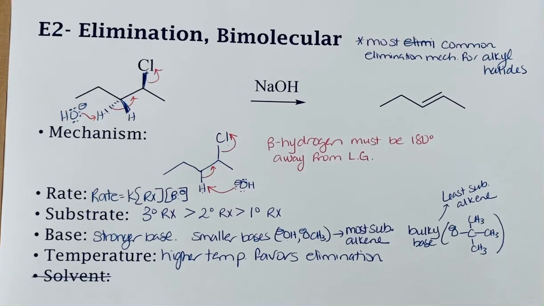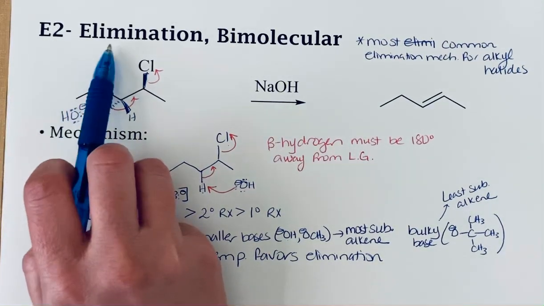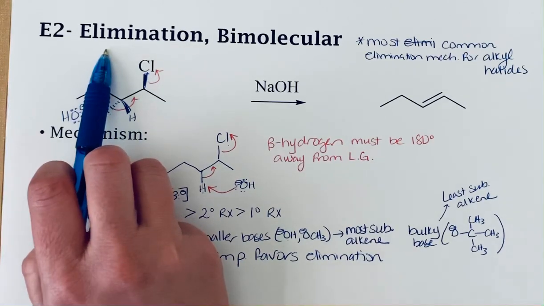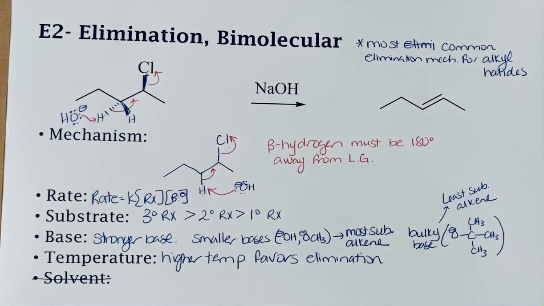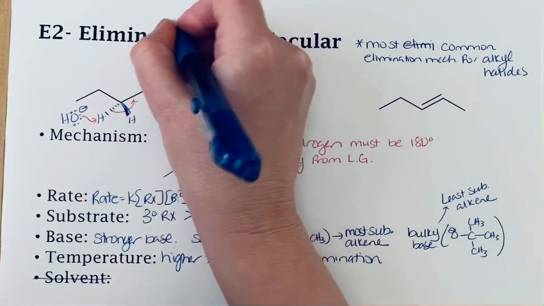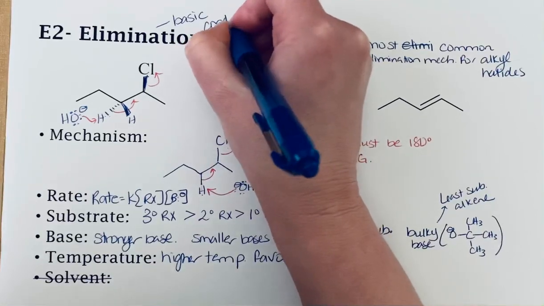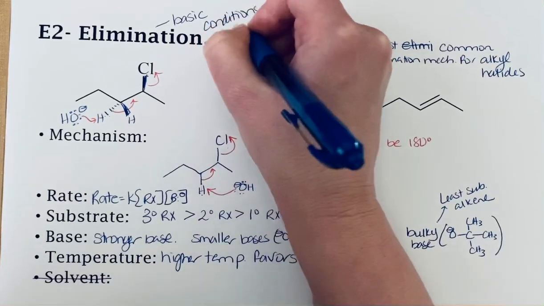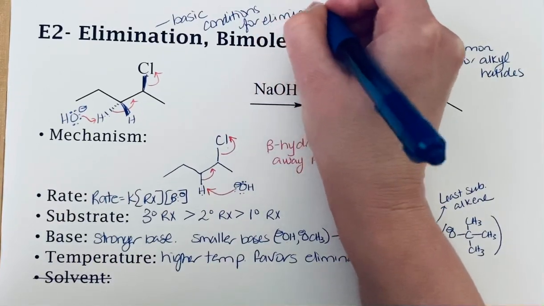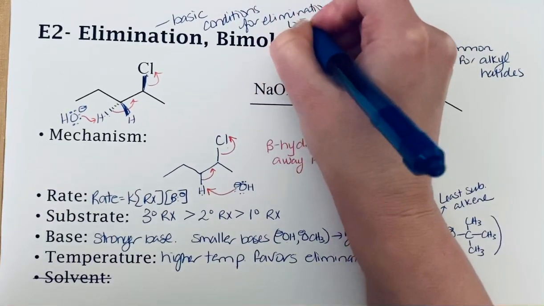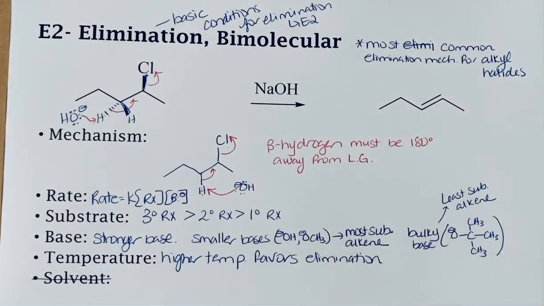So if you're trying to consider the reaction pathway, the big thing to determine E2 or E1 is whether you have a base. So eliminations that occur under basic conditions are E2. So if you have basic conditions for your elimination reaction, it is an E2, right? So that means something like sodium hydroxide rather than water.